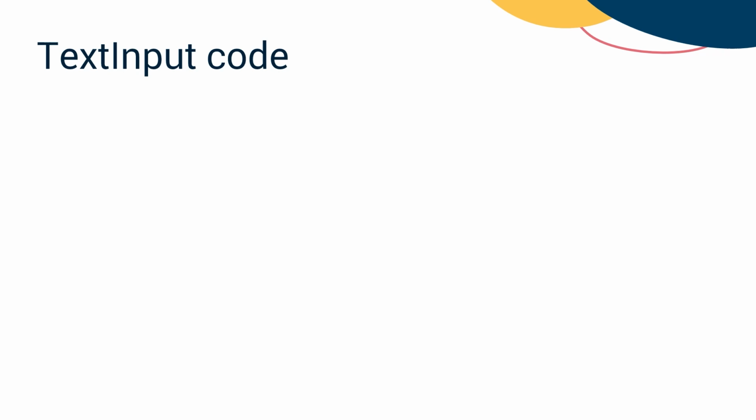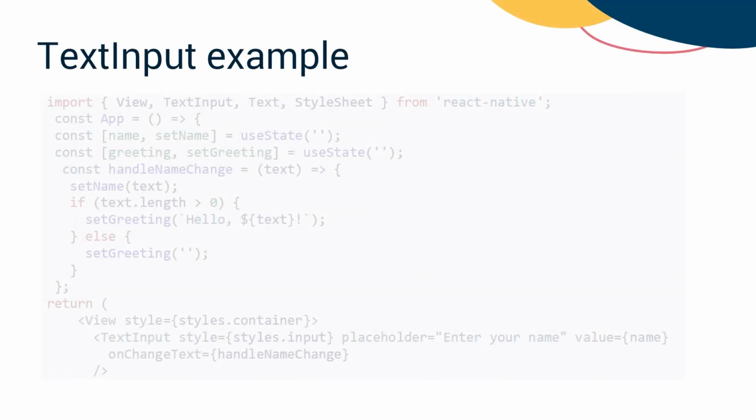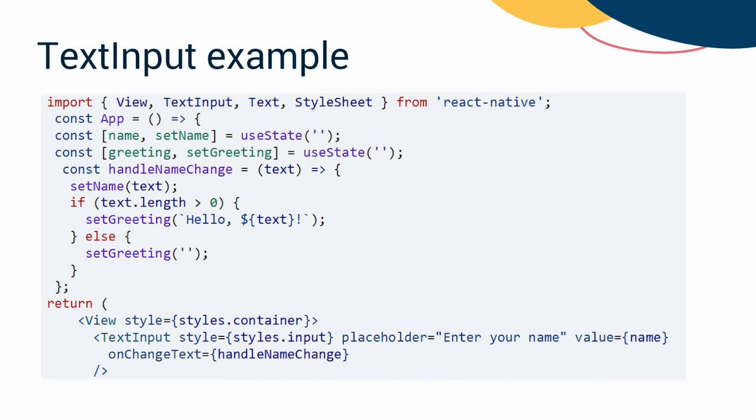To include a text input in the view with a style input, you can use the code as shown. The input style is set in the code, as shown in the example. Let's see an example of how this text input style allows the user to input a value.